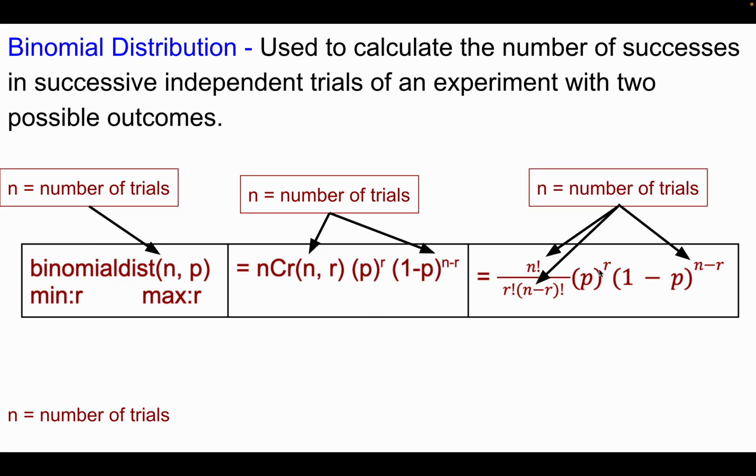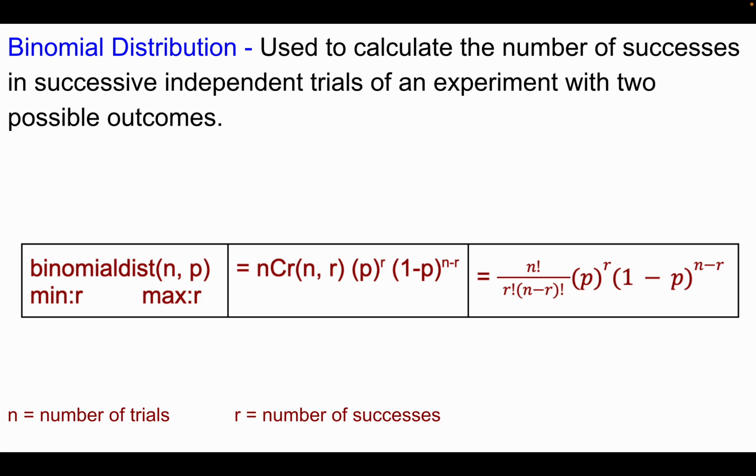And then same thing with the expanded version of that. We put in n factorial on top and n minus r factorial on bottom of the fraction, and then we take that to the n minus r power. Okay, so that's what n represents as the number of trials.